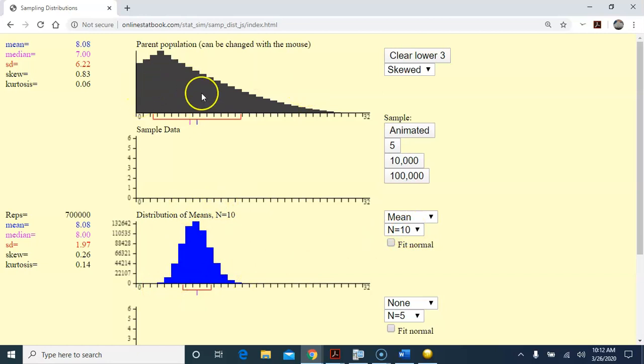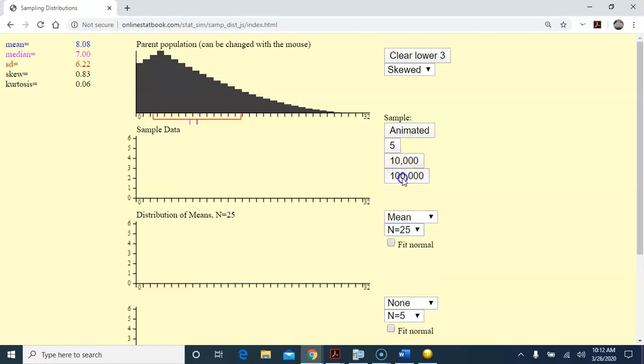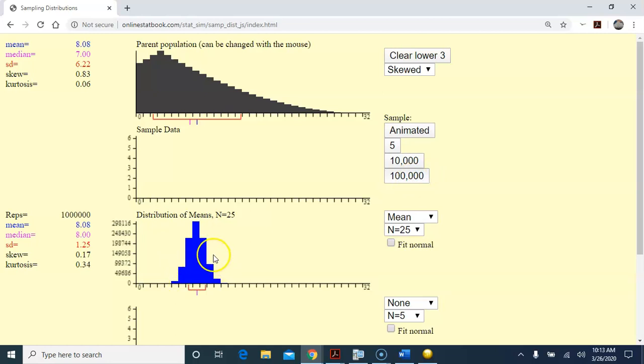So the population that I'm sampling from is badly skewed to the right, but the distribution of x bars is still very symmetric, even for a sample size of 10. If we jack it up higher to a sample size of 25, you can't get much more symmetric than that. That is very nicely symmetric.